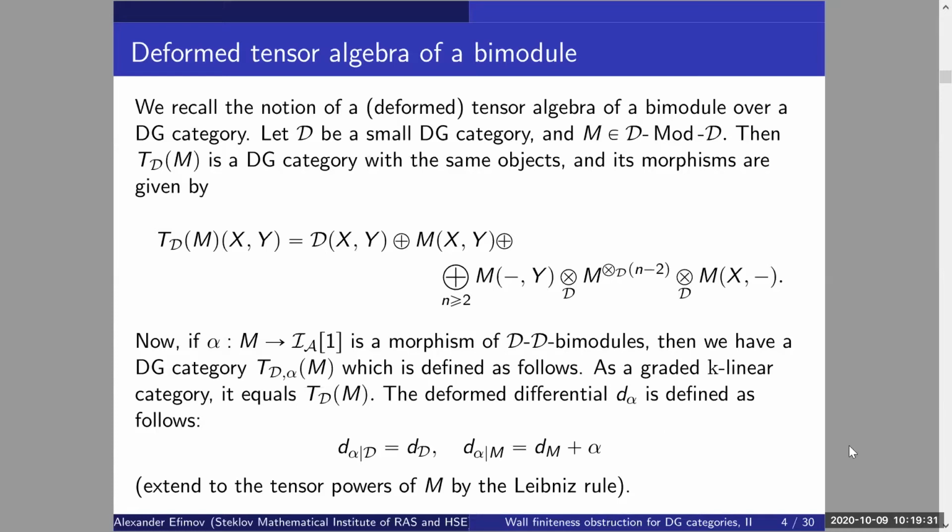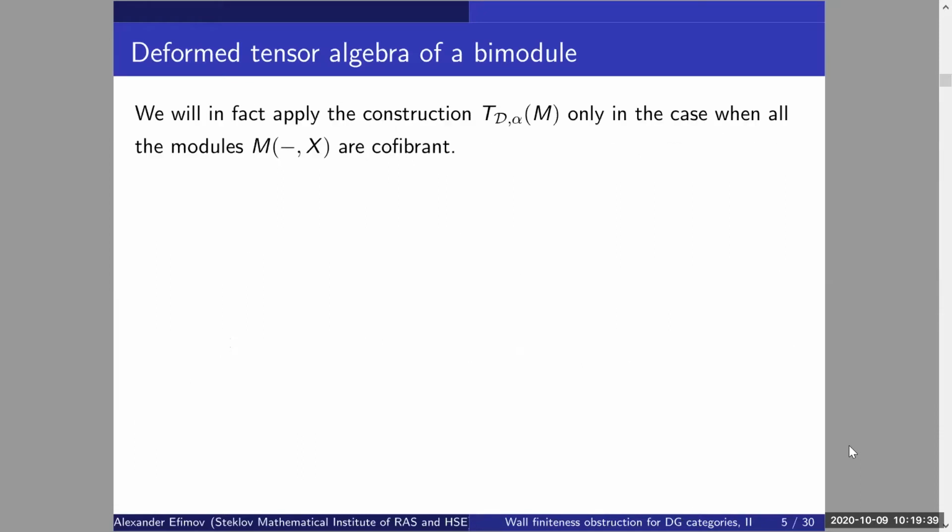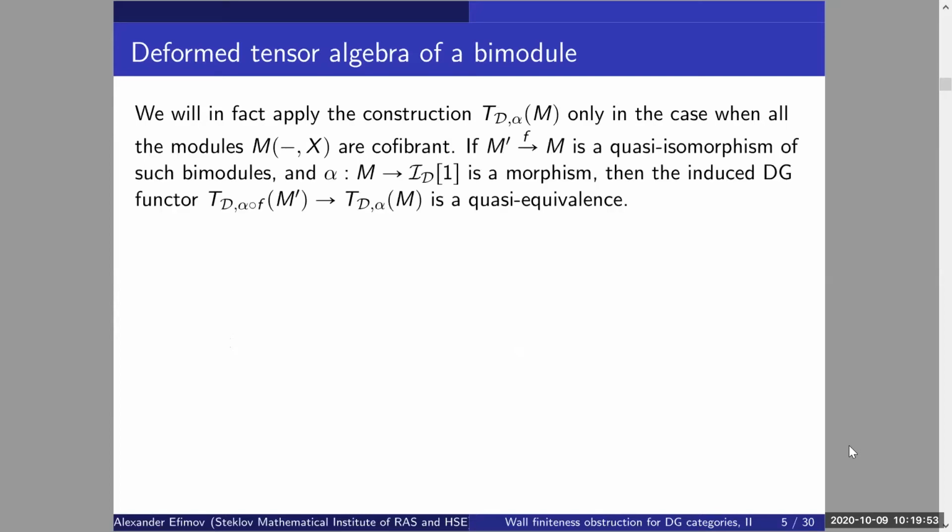And this construction is not invariant under quasi-isomorphisms if we don't put some assumptions on the bimodule. But we will actually apply it only to the cases when it is cofibrant on one side. And then the construction will be, of course, invariant under quasi-isomorphisms. So we have a quasi-isomorphism of bimodules from M prime to M, and we have any morphism from M to the diagonal of degree 1. Then we have a natural DG functor, which is the identity on objects, and which is a quasi-equivalence.